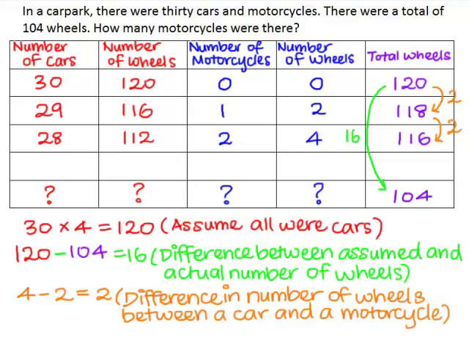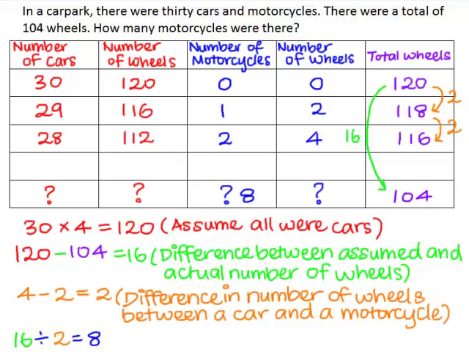If the difference is 2 each time, how many times will we have to assume one less car and one more motorcycle before the difference is 16? To do this, we can take 16 and divide it by 2, and this will give us 8. And when this has happened 8 times, we will have assumed one more motorcycle 8 times as well. Because we started with 0 motorcycles, when we have assumed one more motorcycle for 8 times, the number of motorcycles will be 8.